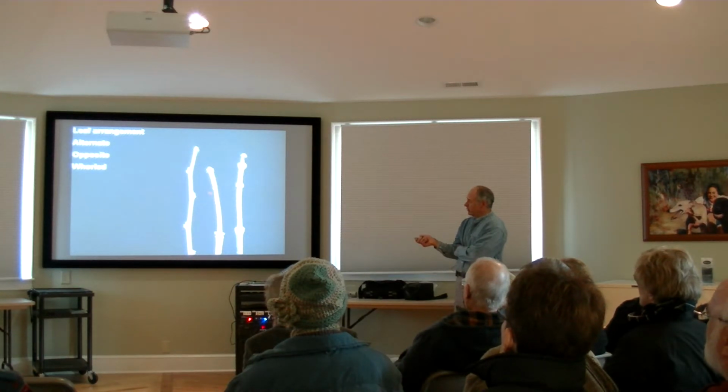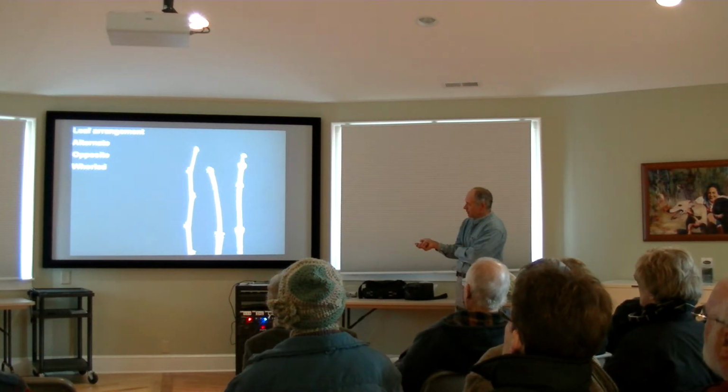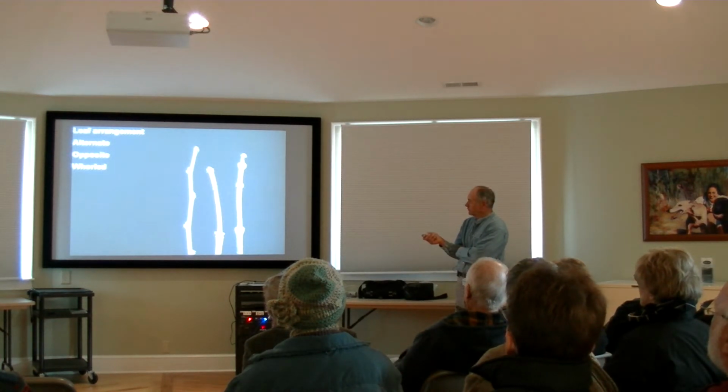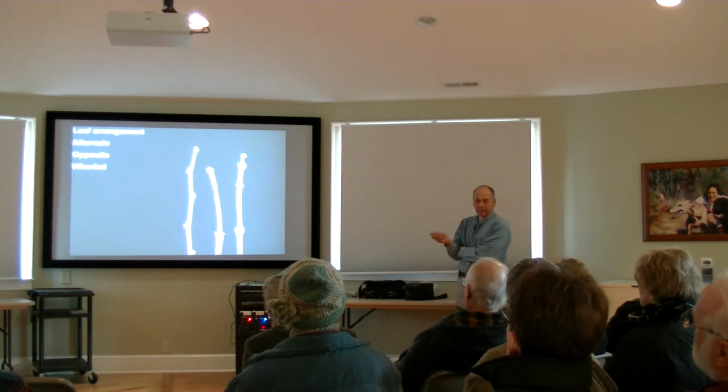First of all, the most common is alternate arrangement. See, there's a bud and node here, and there, and it alternates up the stem. If there are two opposite one another on opposite sides of the stem, that's called, of course, opposite leaf arrangement. That's the second most common leaf arrangement.